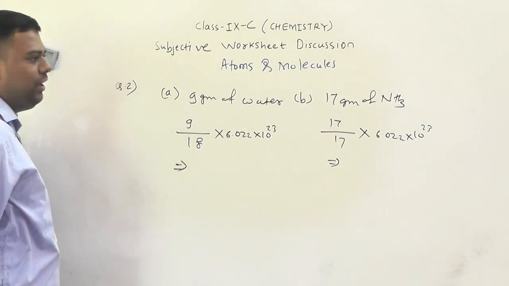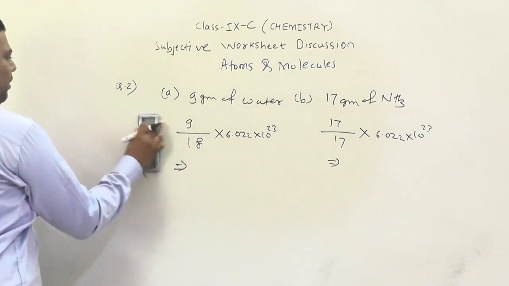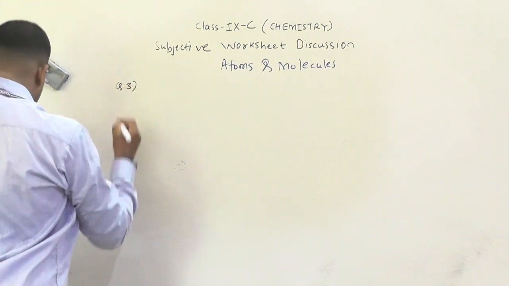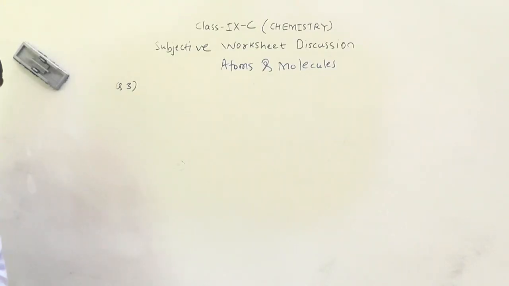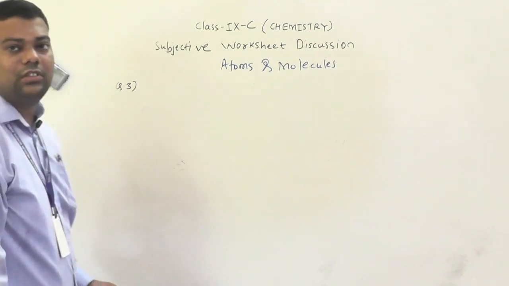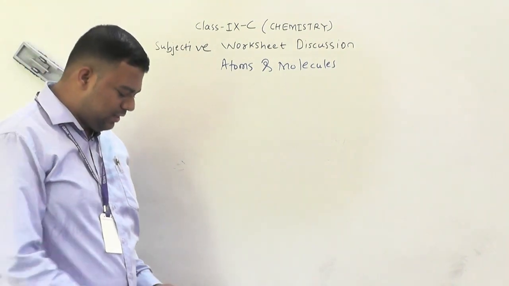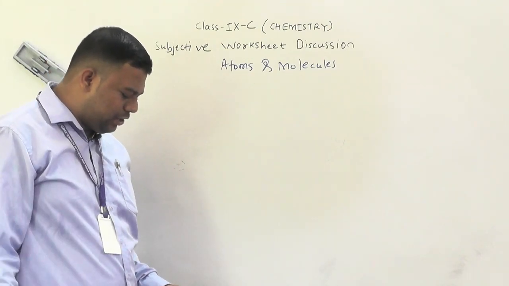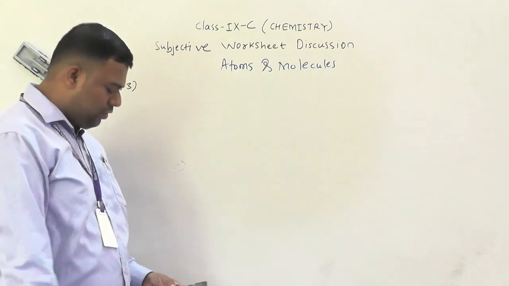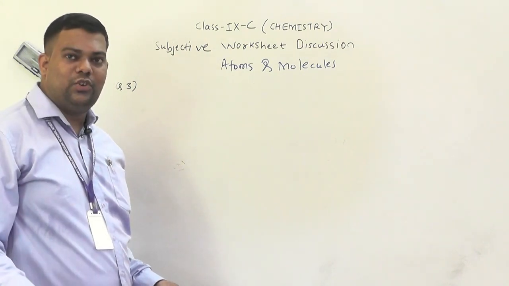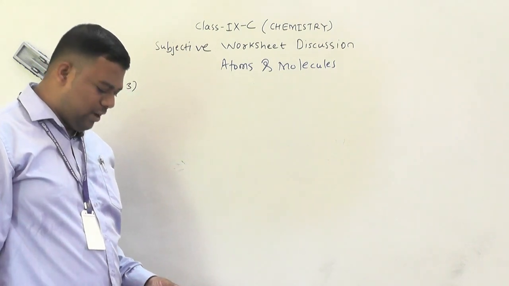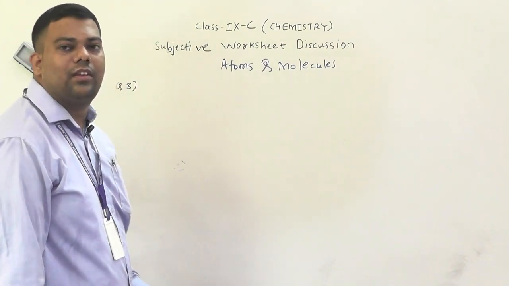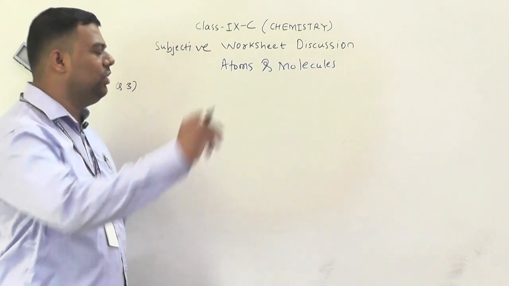Okay, so we can calculate this. Now see, in question number 3, what they are asking. Calcium and oxygen combine in the ratio of 5:2 by mass to form calcium oxide. Then what mass of oxygen gas will be required to react with 2.5 gram of calcium?